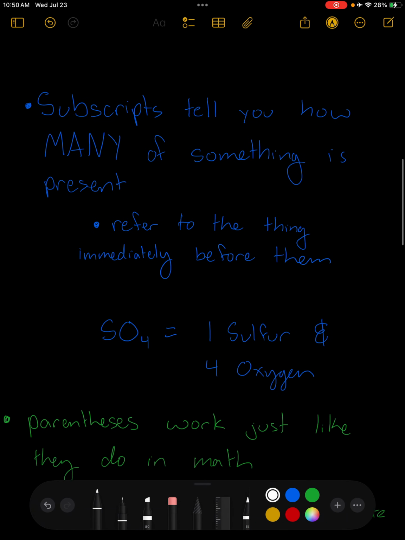The second thing about chemical formulas is that a subscript, or a tiny number at the bottom, tells you how many of something is present. And that subscript is always going to refer to the thing that's immediately before it. So looking at this example right here, we have SO4. This is a subscript, that tiny little 4. And that tiny little 4 is going to refer only to the thing immediately before it. So in this case, the oxygen. So in interpreting SO4, you would interpret that to mean that there is 1 sulfur present and 4 oxygens present in that compound.